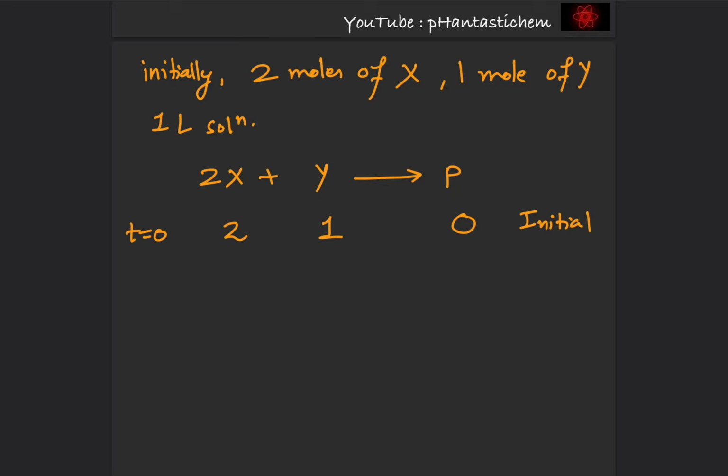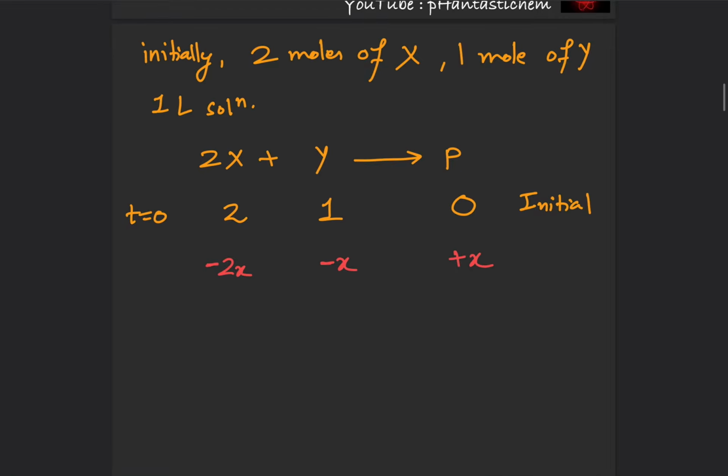Then, after some time, what will happen? Minus 2x, minus x, and here we will have plus x. So this is known as the change. According to stoichiometry, this is how much amount has dissociated. From 2 moles, after some time, 2x will be dissociated. From 1 mole of y, minus x will be dissociated. From 0 moles of p, plus x will be formed.